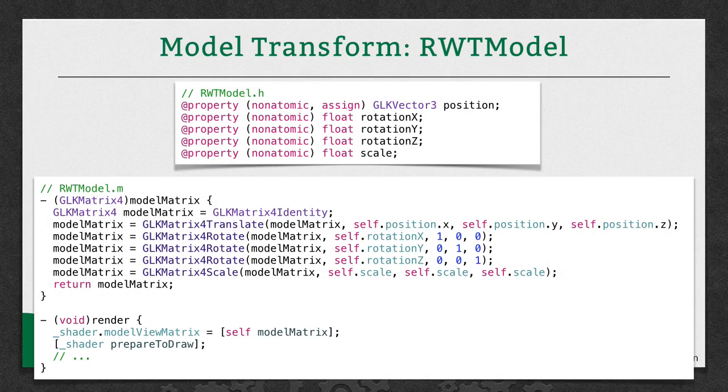Now note, which of these do you think occurs first? Do you think the translation occurs first, or do you think the scale occurs first? Well, the answer is that the scale occurs first, because remember back from our diagram, because we're using column major matrices and we're post-multiplying, the one on the far right is what happens first. So scale happens, then rotation, then translation.